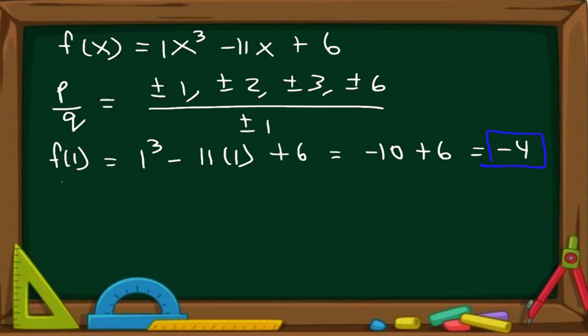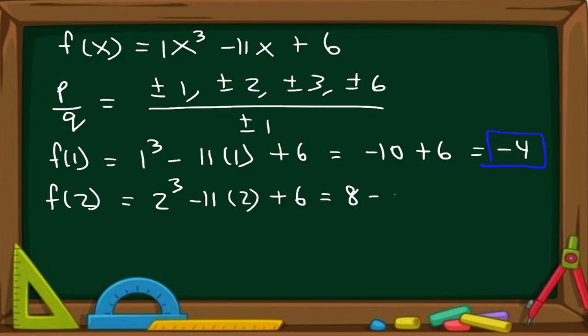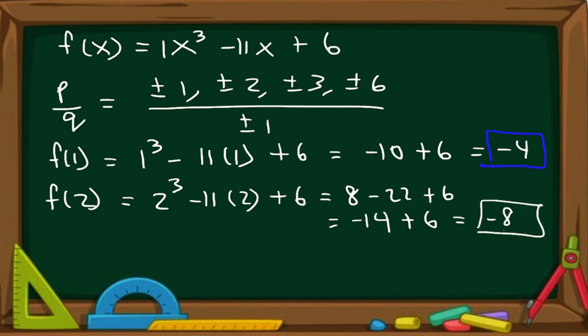So let's try 2. So it's going to be 2 to the third minus 11 times 2 plus 6. 2 to the third is 8. 11 times 2 is 22. And 8 minus 22, that's negative 16. Actually, my math is wrong. 8 minus 22 is negative 14, not 16. So let me just correct that. And negative 14 plus 6, that's negative 8. And that's still not equal to 0. So x does not equal 2.